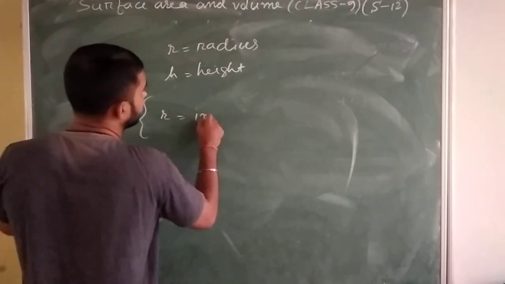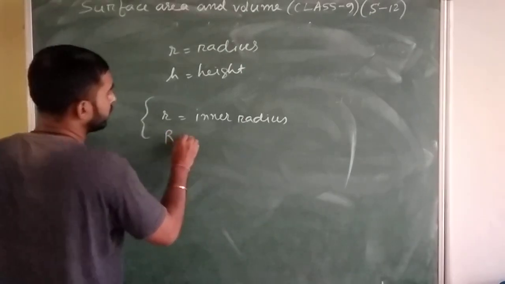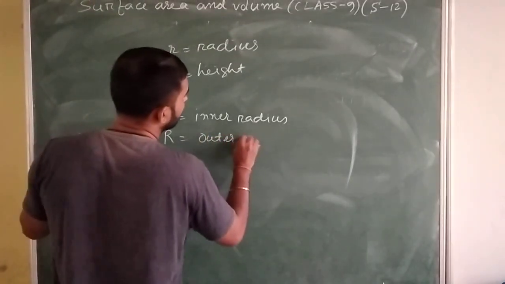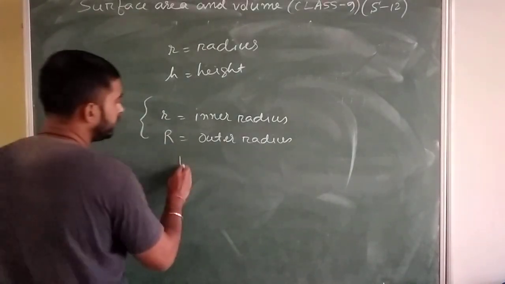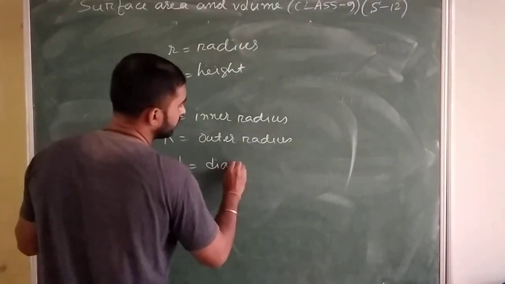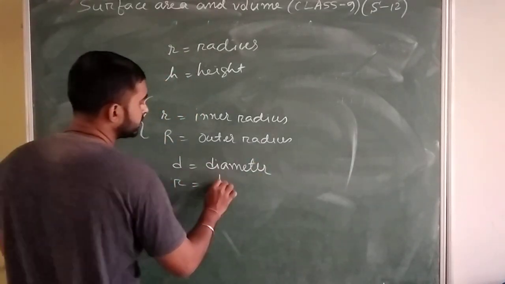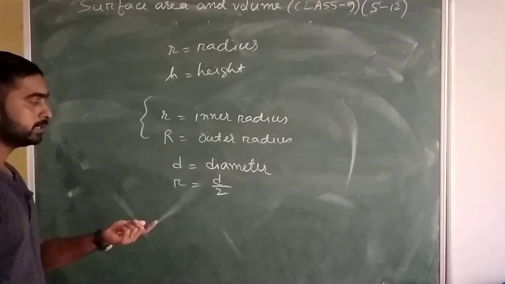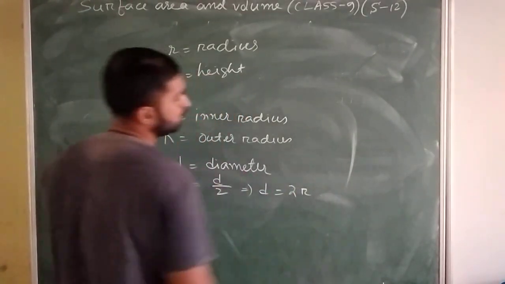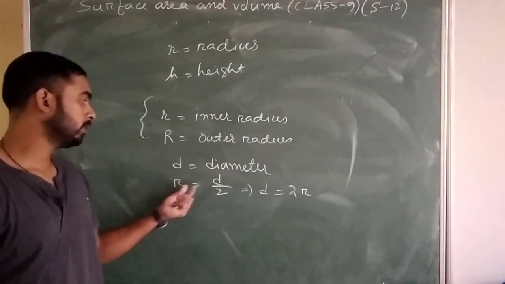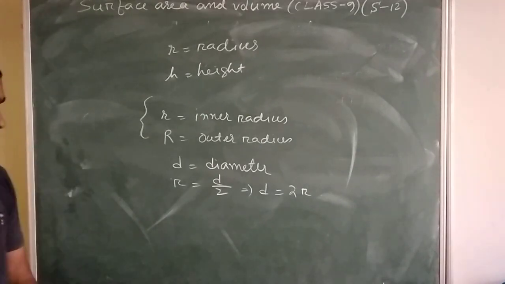small r equals inner radius, and capital R equals outer radius. And d equals what? d equals diameter. And if d is given, the radius equals half of the diameter. Or conversely, diameter equals twice the radius. If d is given, then r equals half of the diameter, and if r is given, d equals twice the radius.